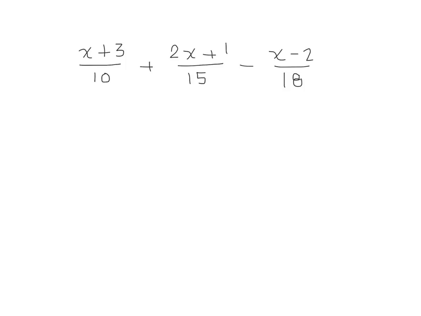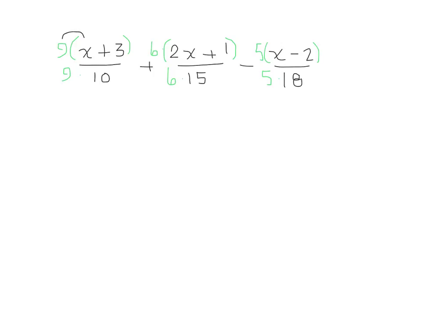I have to multiply top and bottom of my first fraction by 9, and all of the top has to be multiplied by 9. I have to multiply top and bottom of my second fraction by 6, and all of the top has to be multiplied by 6. And I have to multiply my top and bottom of my third fraction by 5. And again, all of my top has to be multiplied by 5. When I do so, now I have to use the distributive property.